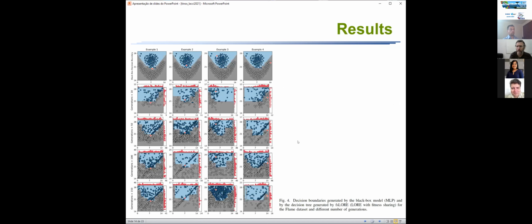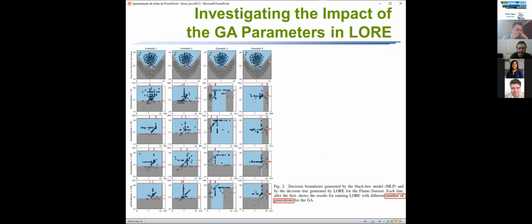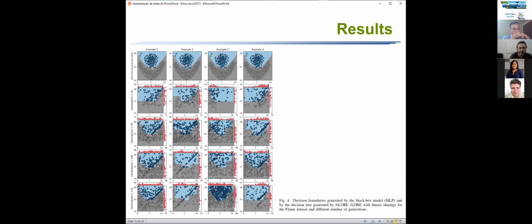Here are the results for LoR with fitness sharing. We can compare this figure with this one for LoR. You can see here that you have a worse distribution. When you use LoR with fitness sharing, we obtain better distribution. You can see it in the histograms. And also, as a consequence, we can have more generations and obtain better decision boundaries that reproduce the boundaries of the black box model. We have also results in the paper for mutation rates.